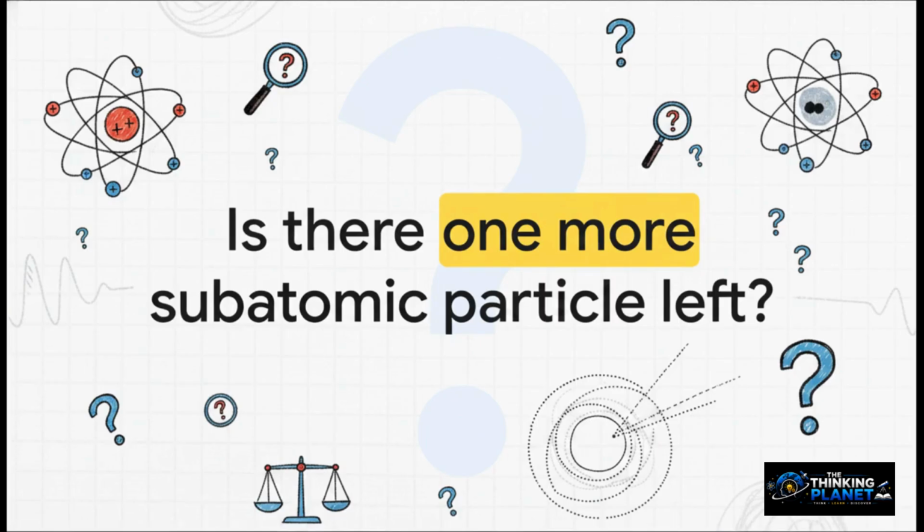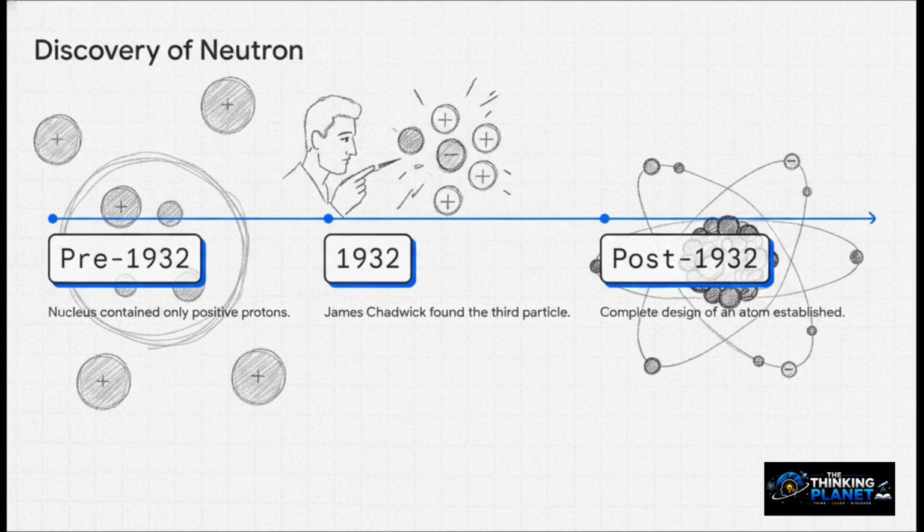For years, science actually thought the picture was complete, but there was a mysterious missing piece when it came to the overall mass of the atom. It just didn't add up. Let's move to 1932 and see how this builds.